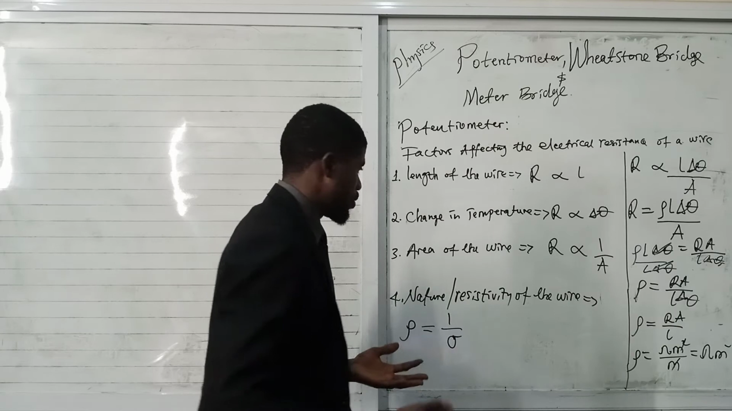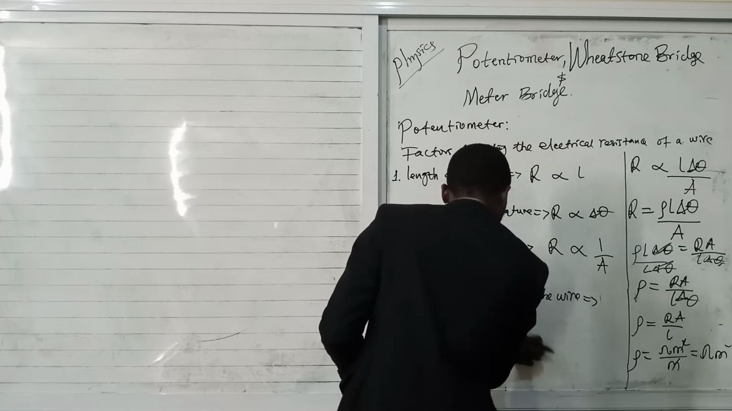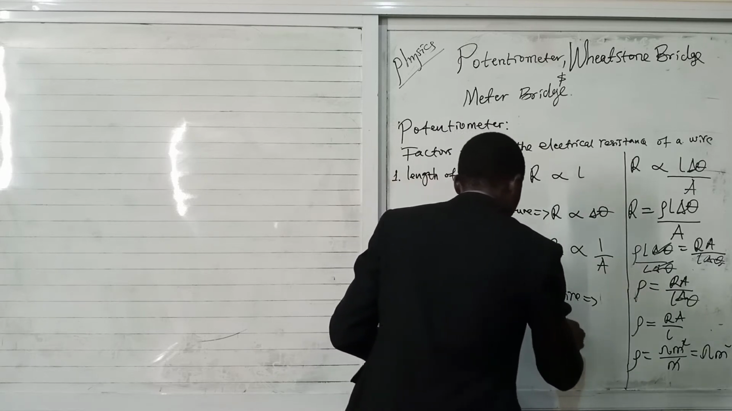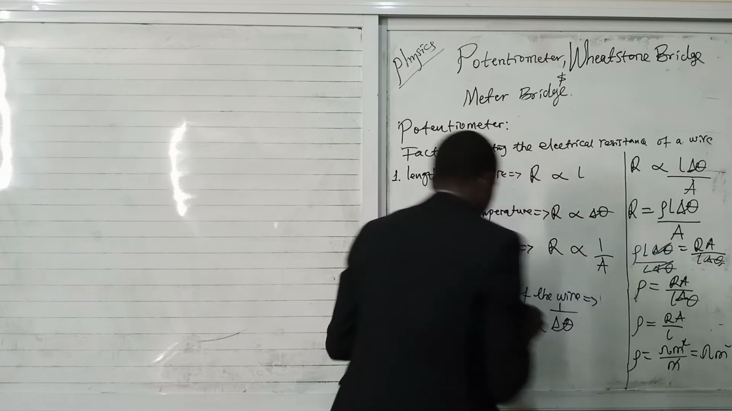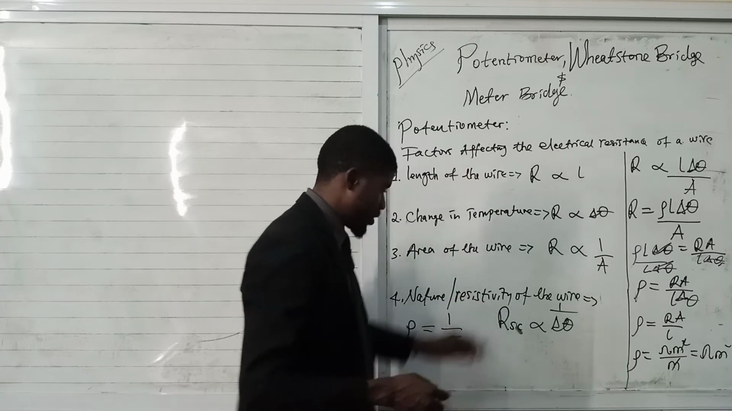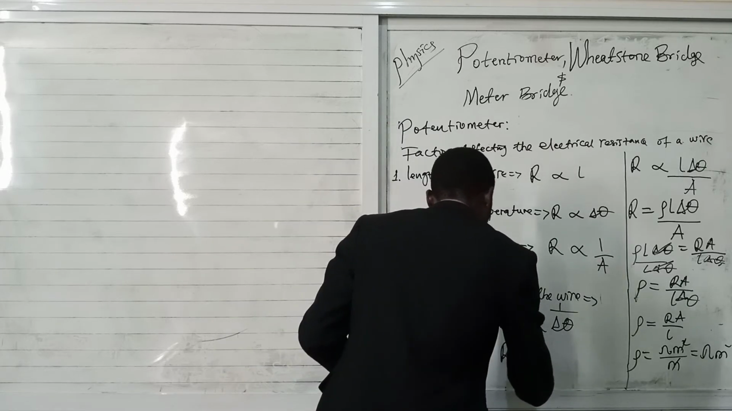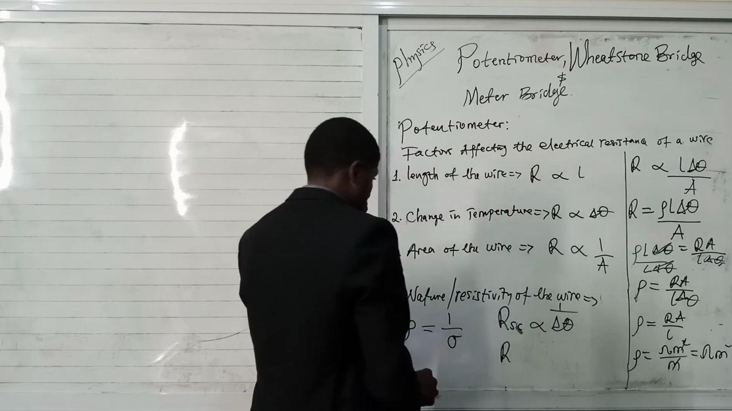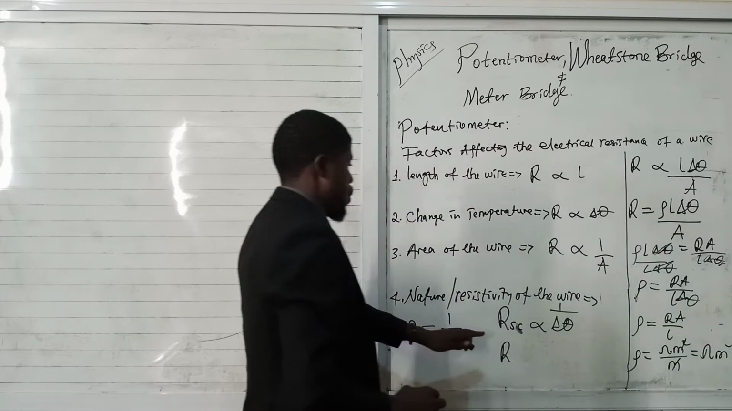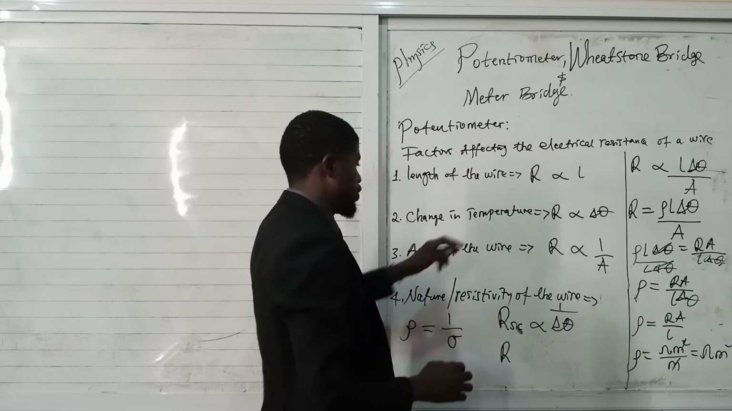How about a semiconductor? For a semiconductor, let's say R semiconductor, you have change 1 over change in temperature. For a semiconductor, an increase in temperature will cause the resistance to decrease. The increase in temperature will cause the resistivity of the semiconductor to decrease, and this will cause the conductivity to increase.